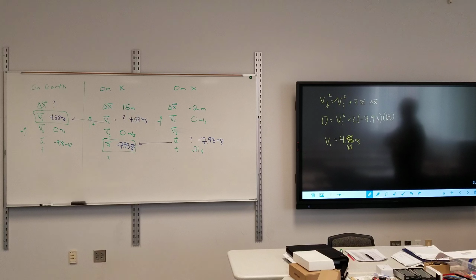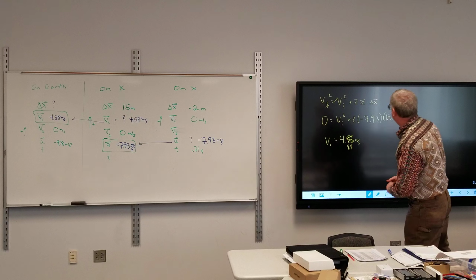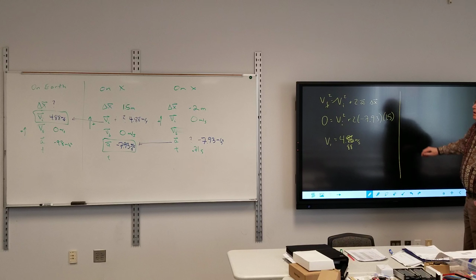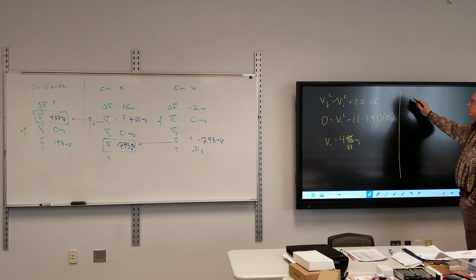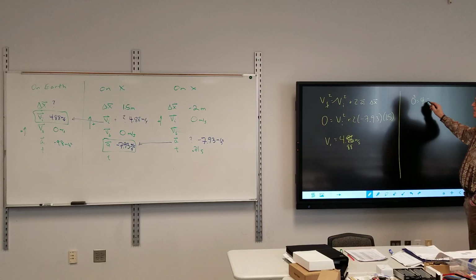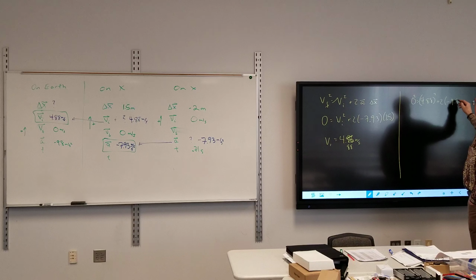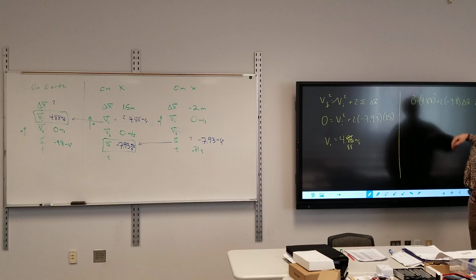All right, so now we want to find displacement. What do we use now? Same equation. So I have 0 squared is equal to 4.88 squared plus 2 times negative 9.8 times delta x. So this guess is what I'm using here.